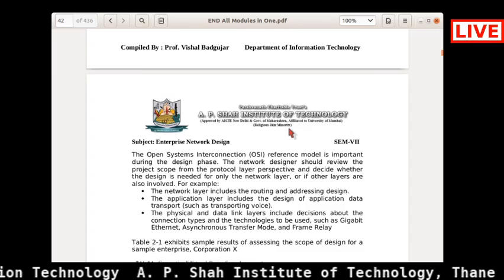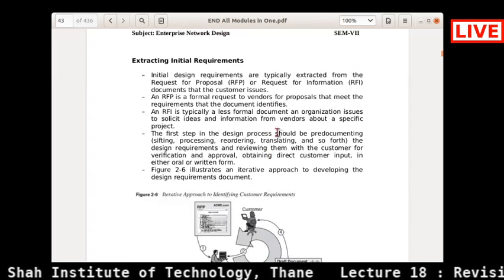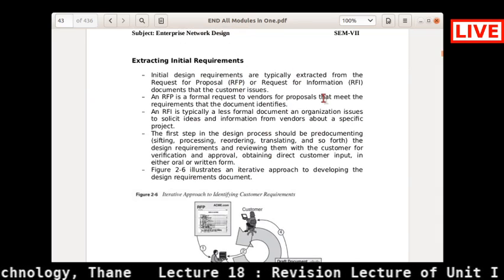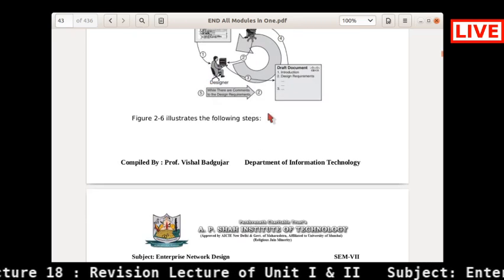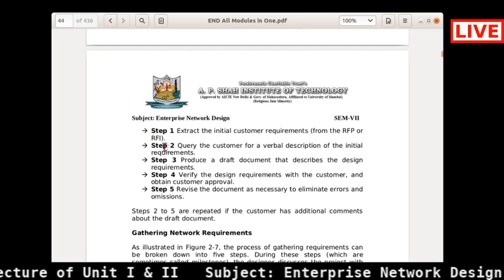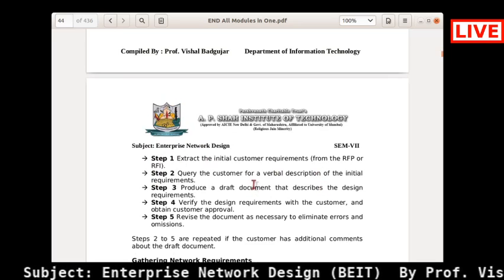Then the next one is identifying the customer requirements. So what do you mean by RFP, what do you mean by RFI? Then what are the different phases which will be included in extracting initial requirements? So these are the 4 steps. So which is not a step in this particular extraction of customer requirements, that can be a question.